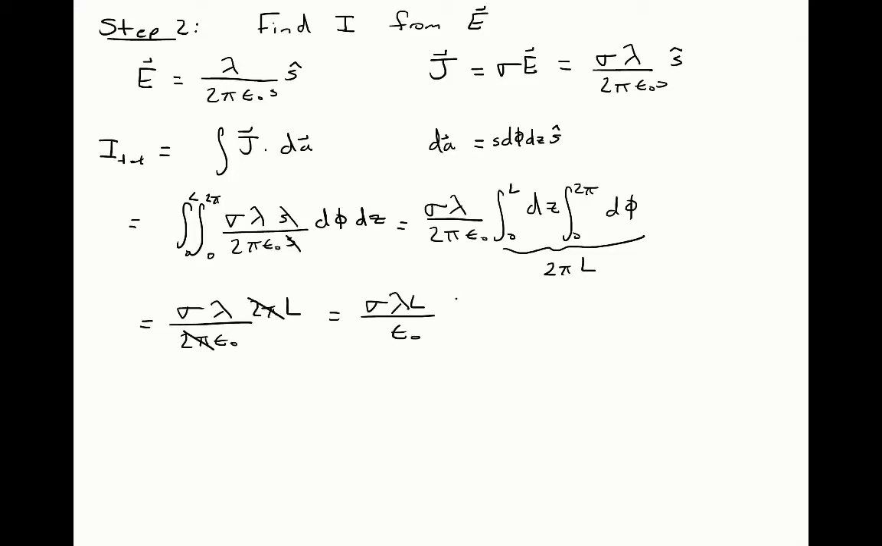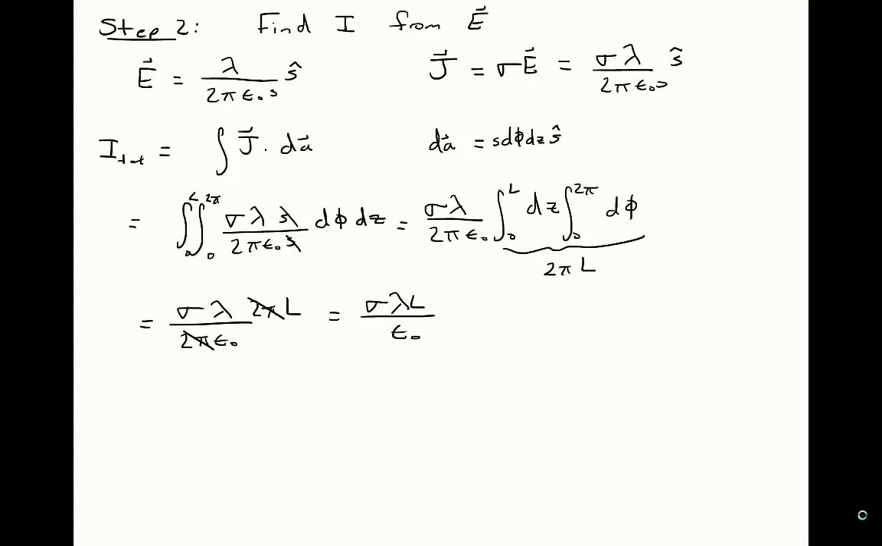Now the reason this isn't the answer to the problem is that lambda is something we made up that we need to get rid of by the time the problem is over. So we have current in terms of the conductivity, the charge density we made up, the length of the cylinder, and epsilon naught.